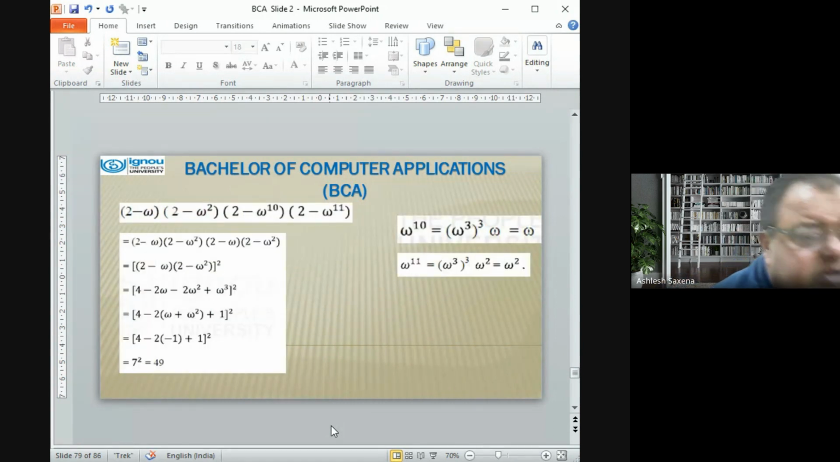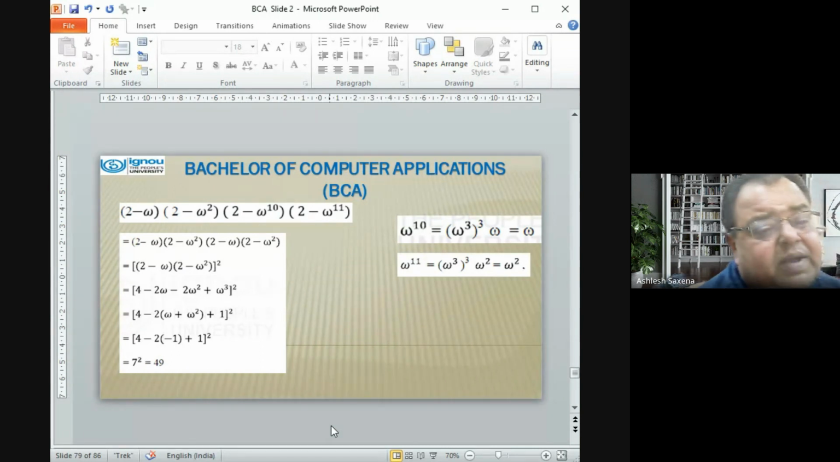Now this is the second one. (2 minus omega) into (2 minus omega square) into (2 minus omega 10) into (2 minus omega 11). Simple is that. Bring it to the lowest form. Convert omega 10 and omega 11 in terms of omega.